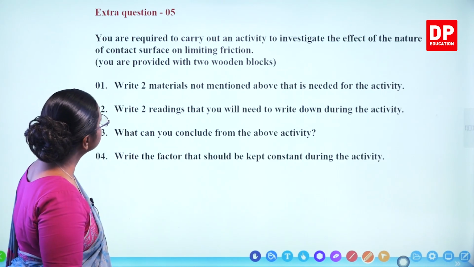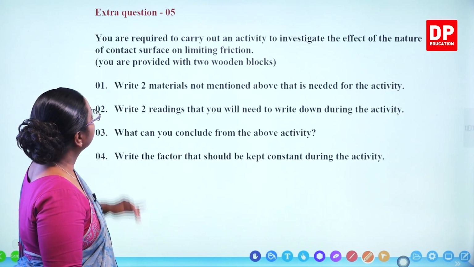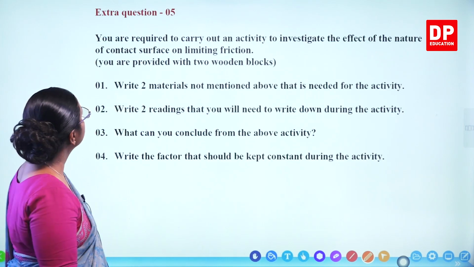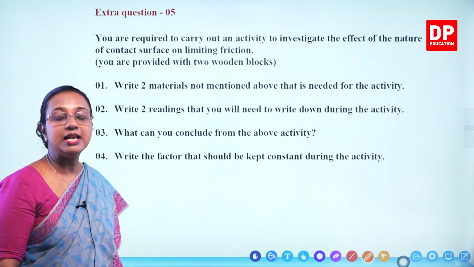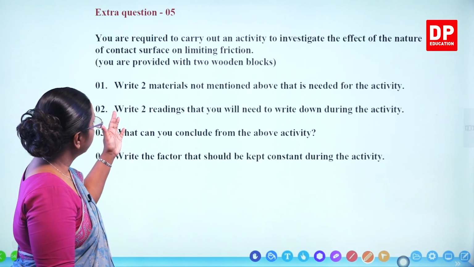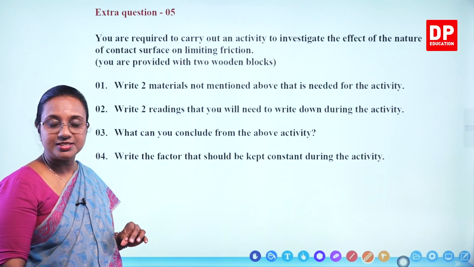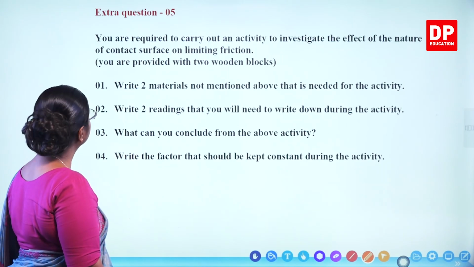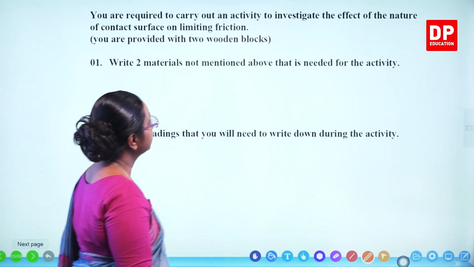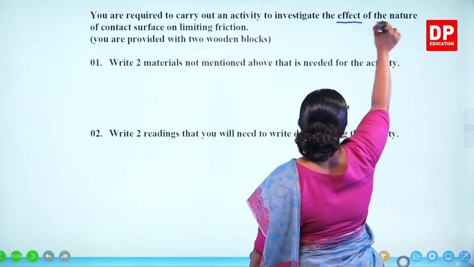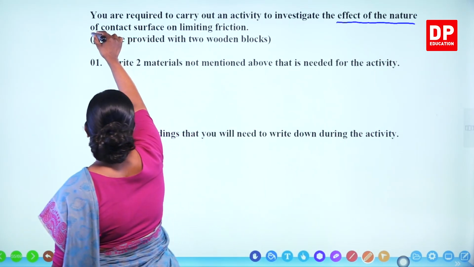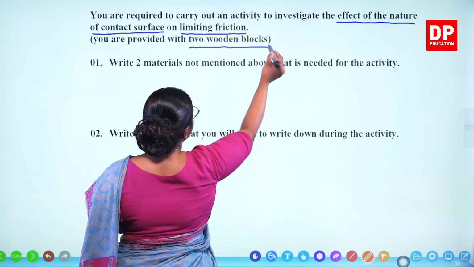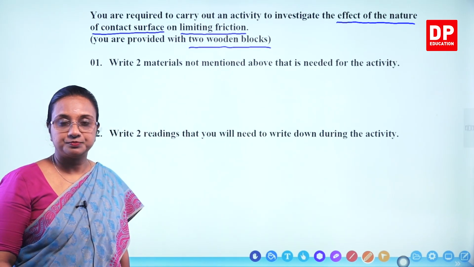So these are very simple questions related to the activity where we investigate the effect of nature of contact surface on limiting friction. Now you can answer the questions first and then you can listen to the discussion. So the first question, here they say to investigate the effect of the nature of contact surface on limiting friction. And only 2 wooden blocks are given to us.